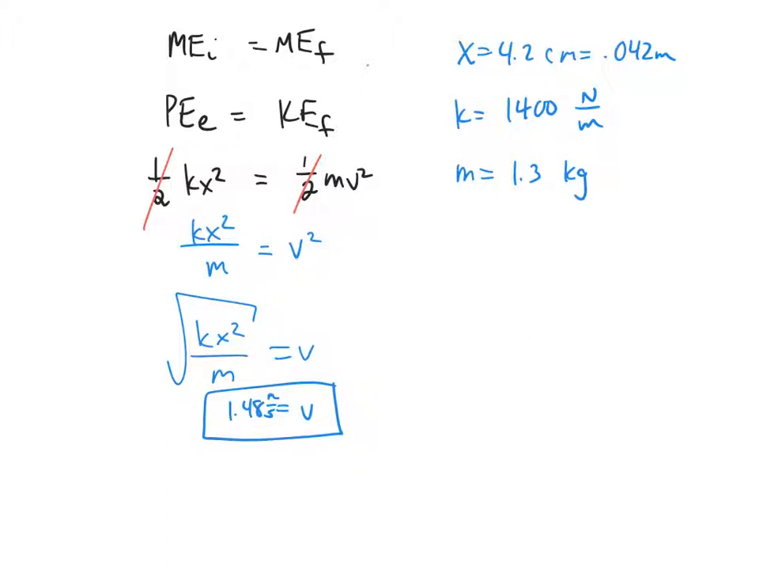When I did it, I took it and I moved it 1.3. I don't know why I did that. No big deal. All right, so we got 1.37. Perfect. Now, that's the velocity that the block has.